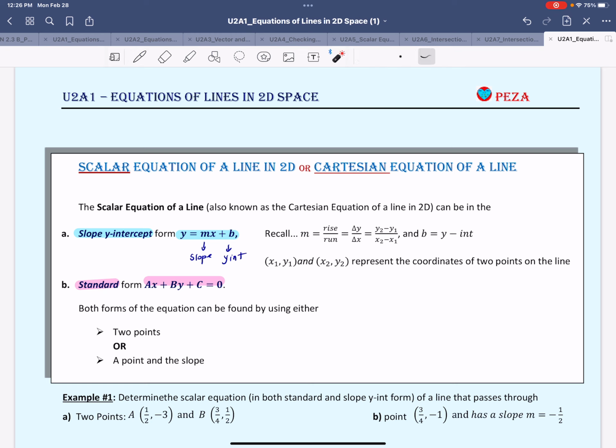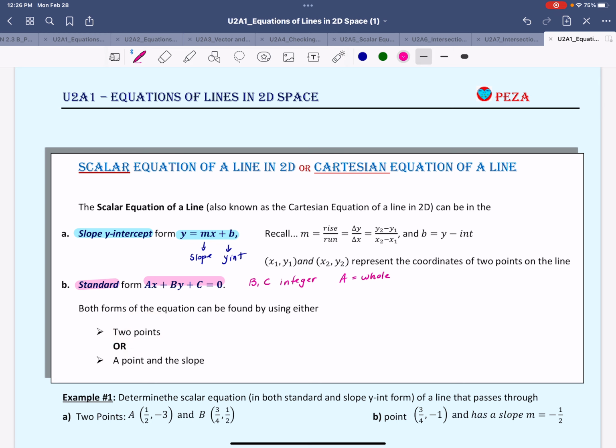In standard form, we have all the terms to one side of the equation, and it is very important to emphasize that b and c are integers, and the value of a must be a whole number, which means that a can be anywhere from 0, 1, 2, 3, so the positives, including 0. Now, both forms of equation can be found by either using 2 points or a point and a slope.